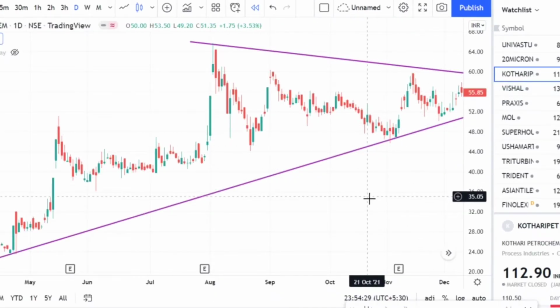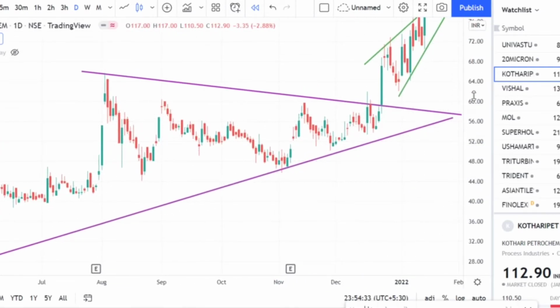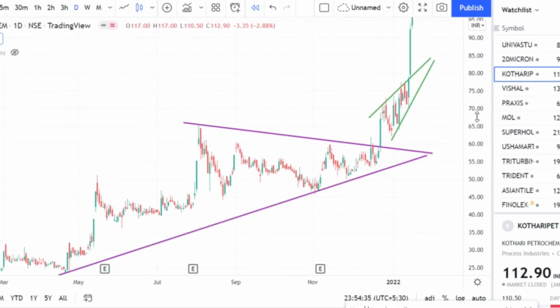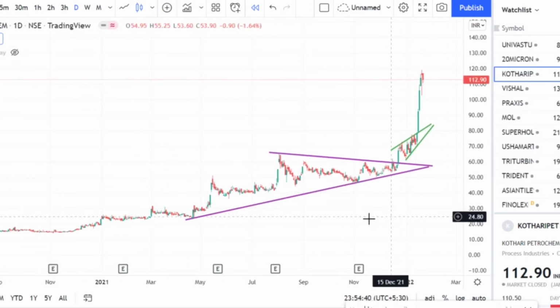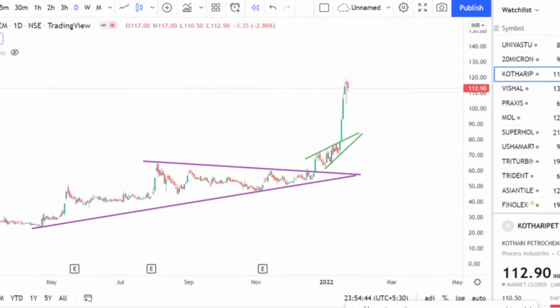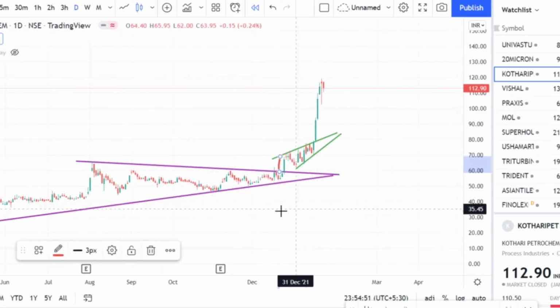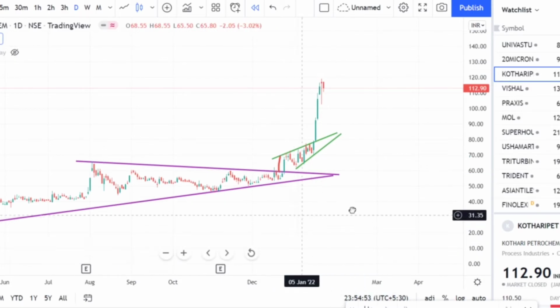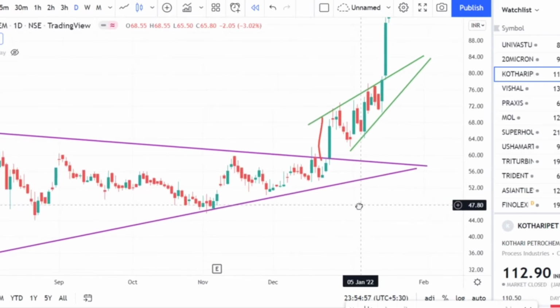It's of Kothari Petrochemicals, right? If you could see how the price action was, really, oh my god, that's a huge movement, right? When the stock first gave its breakout on this big huge candle, you could see that. Let me zoom in a little bit so you could see.